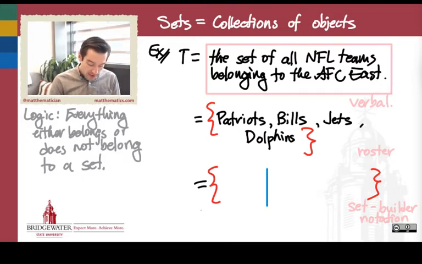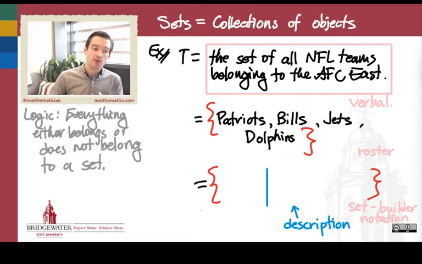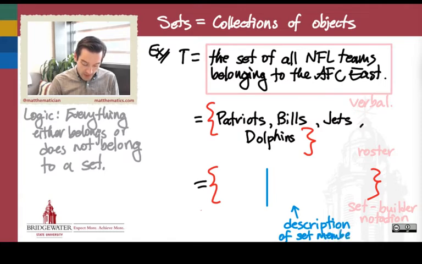And in set builder notation, two things happen. On the right side of this bar is a description. It can be a verbal description, but it doesn't always have to be a verbal description. It can also be expressed with an equation or with an inequality or some specific description of what set membership entails. In other words, how do we decide whether or not something belongs to the set or doesn't belong to the set? That description is what goes on the right side of the vertical bar here in the set builder notation.